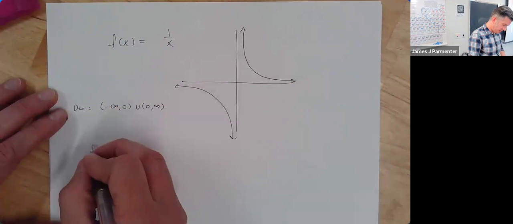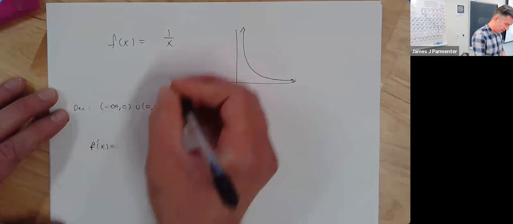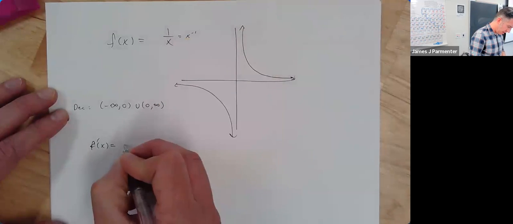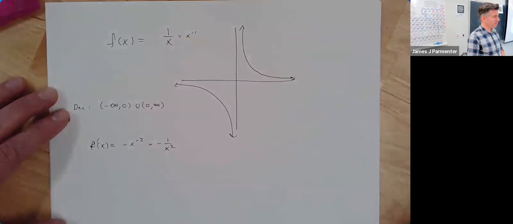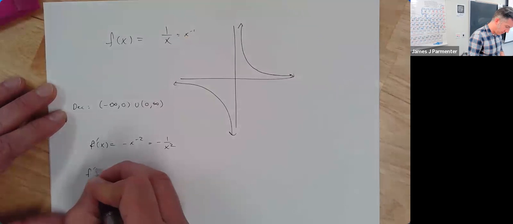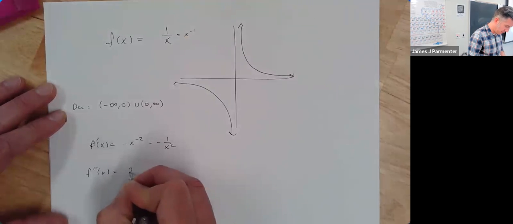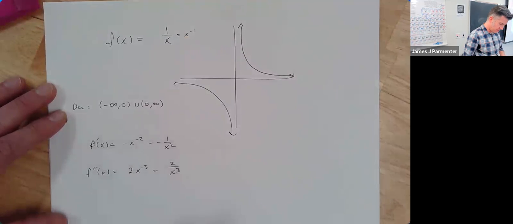So my concavities chart, which, okay, fine, we can take some derivatives. The first derivative would be negative x to the negative second, which is negative 1 over x squared. So my first derivative is always negative, which makes sense because we just said the function was always decreasing. And my second derivative is positive 2 times x to the negative third, or 2 over x cubed.